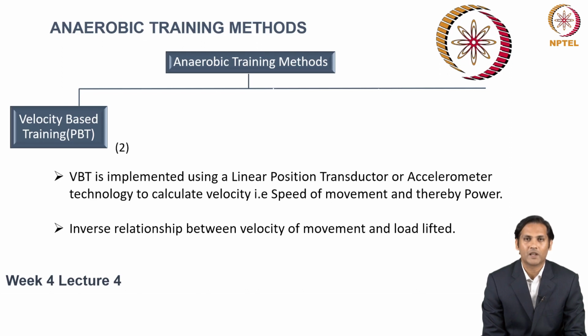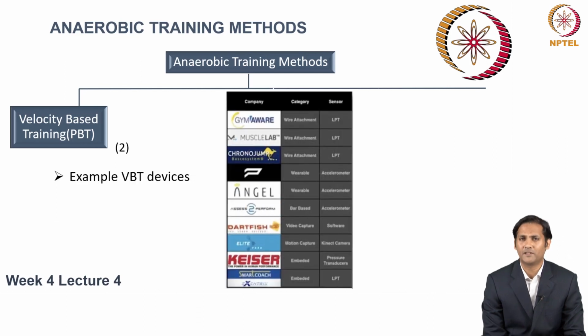In contrast, if you are lifting a load which is much further away from 100% of 1 RM, for example, let's say 60% of 1 RM or 50% of 1 RM, you can perform the given exercise with much higher velocity. There are multiple companies that provide velocity-based training devices, which use either a linear position transducer, that is LPT technology, or an accelerometer to calculate the velocity of movement and thereby the power of movement.